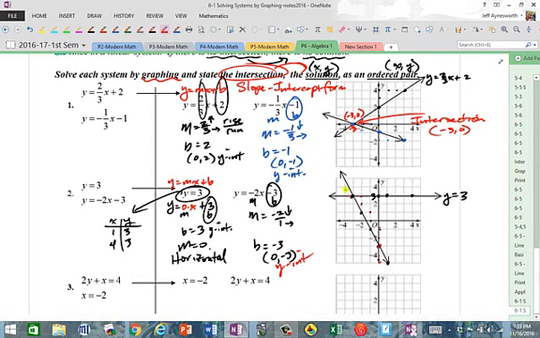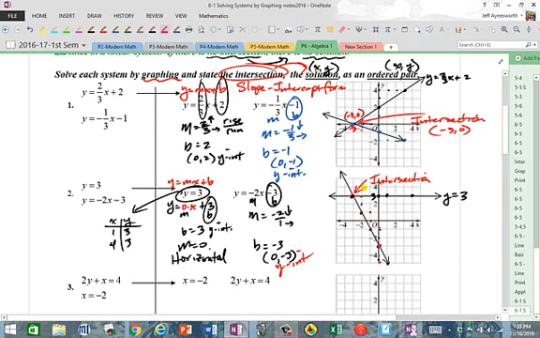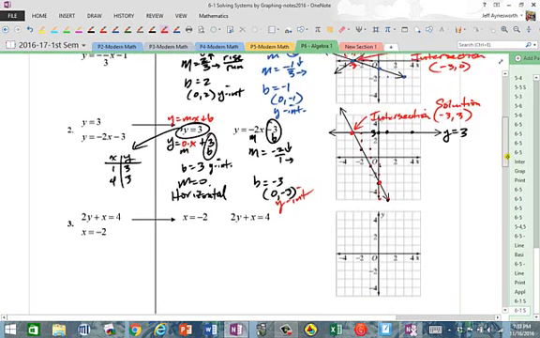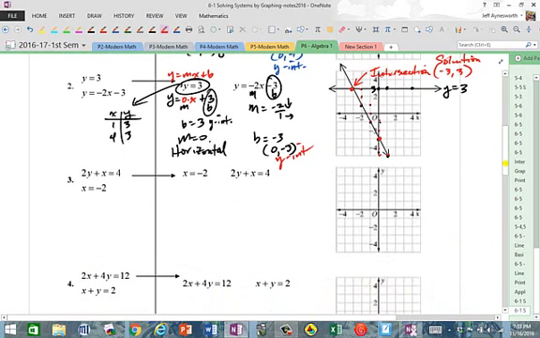All right, so let's highlight it. There's the intersection. It's at -3 comma 3. So -3 comma 3. There's my solution. Wherever the two lines meet is the intersection, and it represents the solution, which satisfies both equations. All right, that's all there is to it.